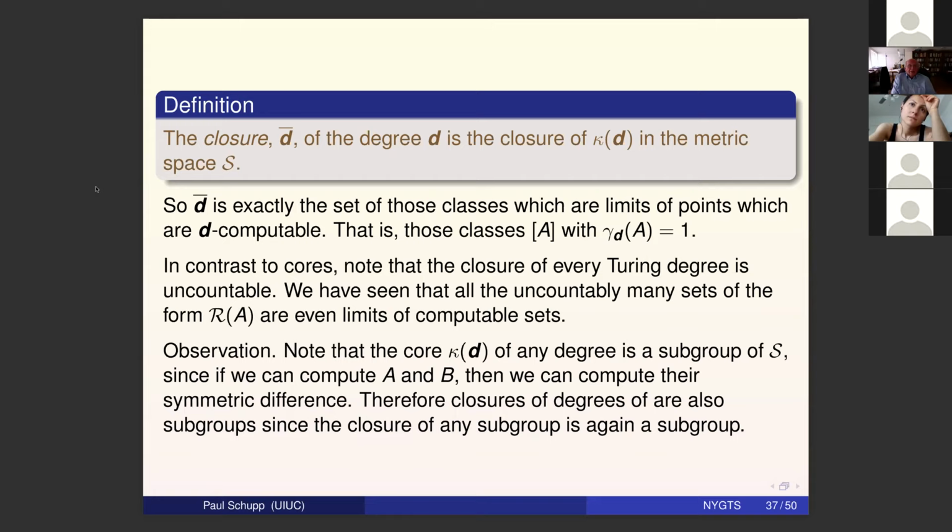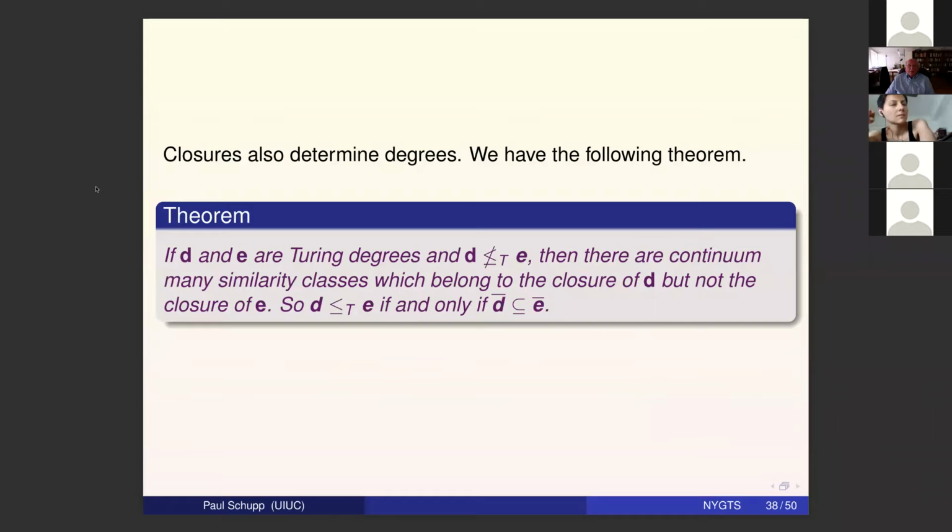Closures also determine degrees. We've actually seen this already, in one sense, from this gamma of I of A construction. But in particular, if D and E are Turing degrees with D not reducible to E, then there are continually many similarity classes which belong to the closure of D, but not the closure of E. So in particular, D is reducible to E if and only if the closure of D is contained in the closure of E.